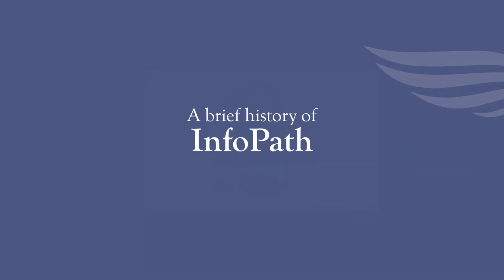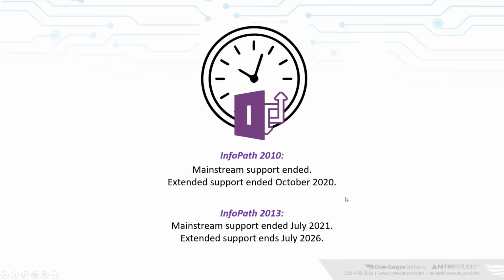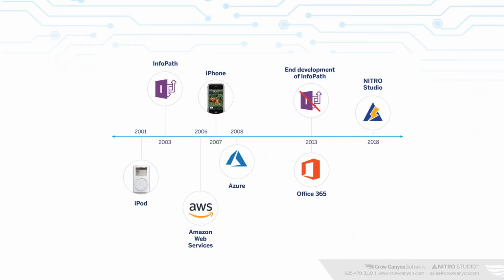As most of you may know already, InfoPath support has ended for 2010, and for InfoPath 2013, the mainstream support ended in July. Extended support has a few more years to go, but basically it's at the end of life. Microsoft deprecated it. It was built way back.